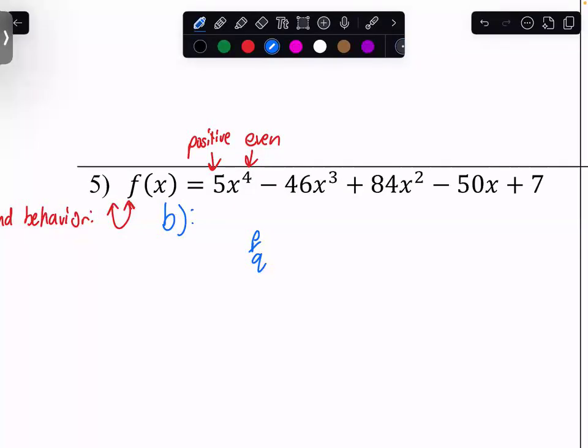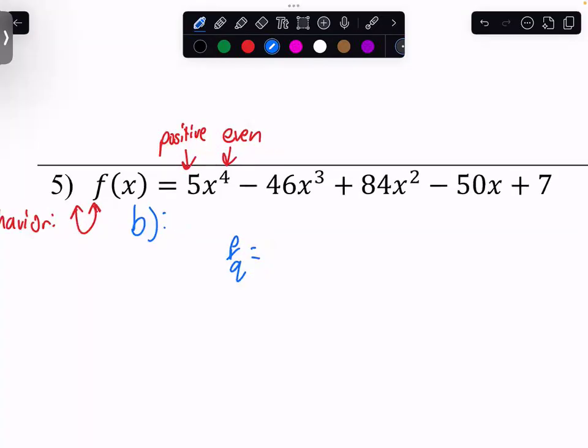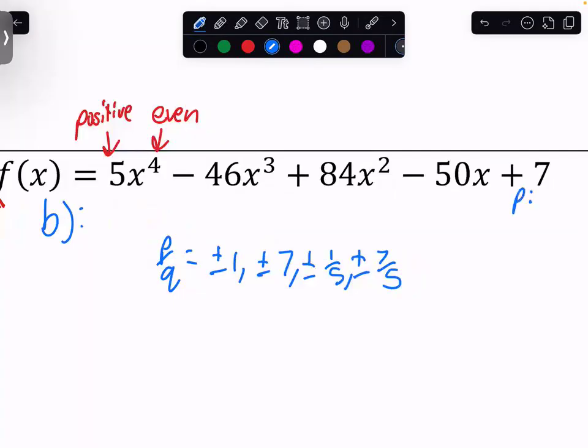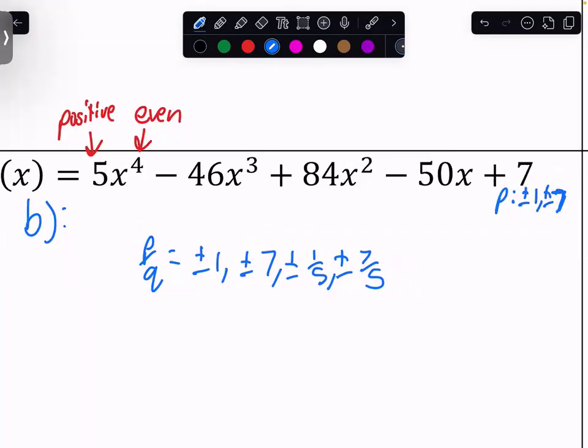What are our potential rational roots? Yes, Beckett? I got plus or minus one, plus or minus seven, plus or minus 1/5, plus or minus 7/5. Okay, thank you. So yes, P could either be plus or minus one, plus or minus seven. So those are the potential numerators. Q is plus or minus one, plus or minus five. So when you take a numerator from here and a denominator from here, they lead to the list below.